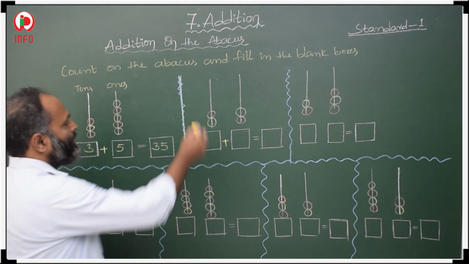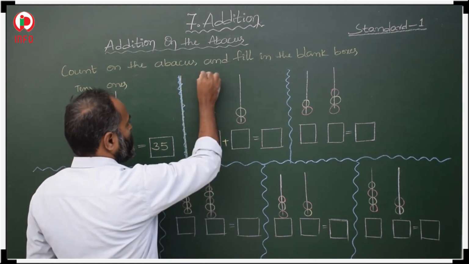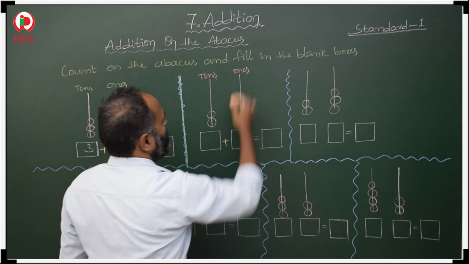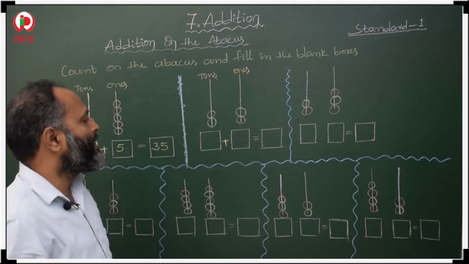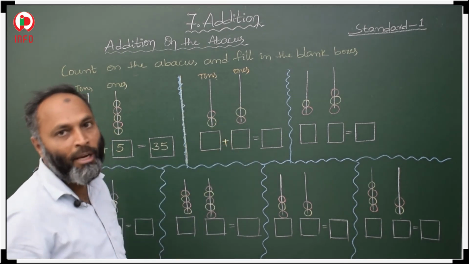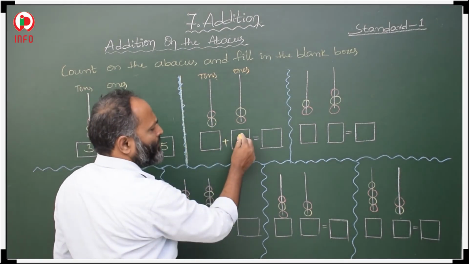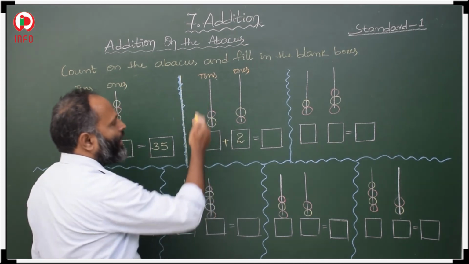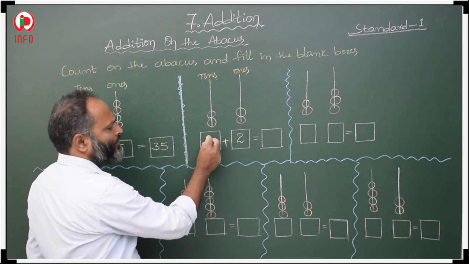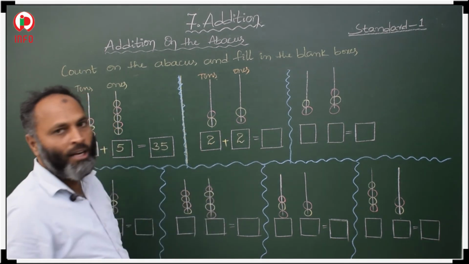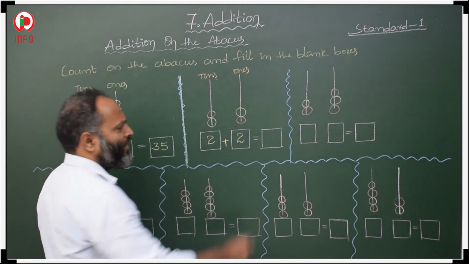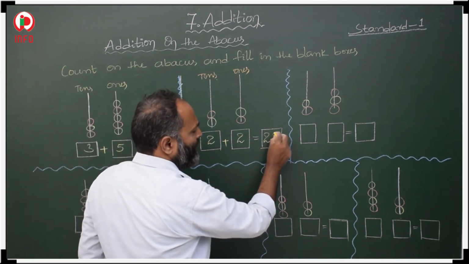Now, this is our tens, this is our ones. How many beads are there in the ones column? 1, 2. And how many beads are there in the tens column? 1, 2. Then our number is 2 tens and 2 ones, 22.